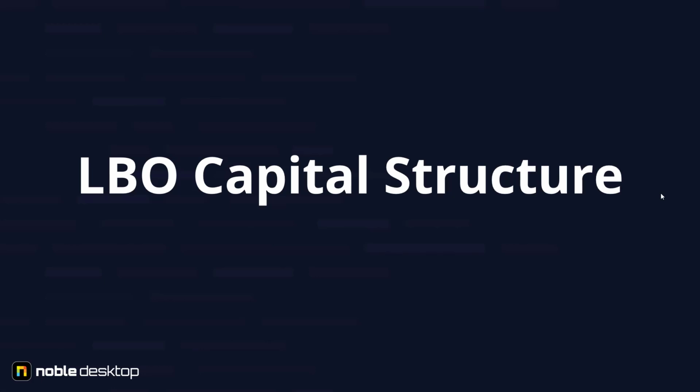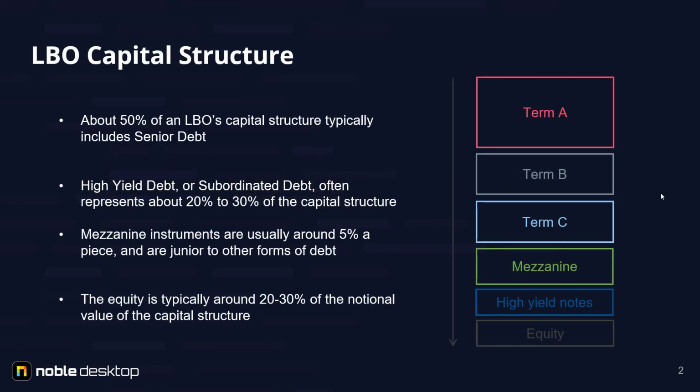Now let's talk about LBO capital structure. While each leveraged buyout is structured slightly differently, there is a typical structure to the LBO that occurs on deal after deal. So, roughly speaking, about half of an LBO capital structure typically includes senior debt, also known as bank debt.